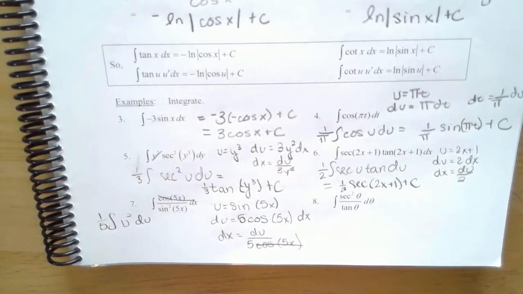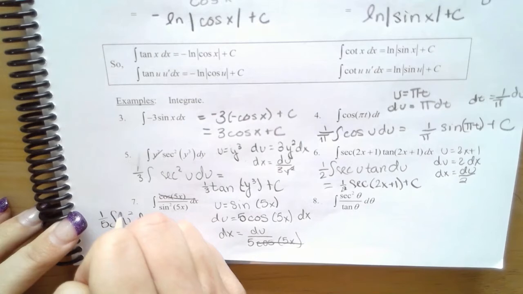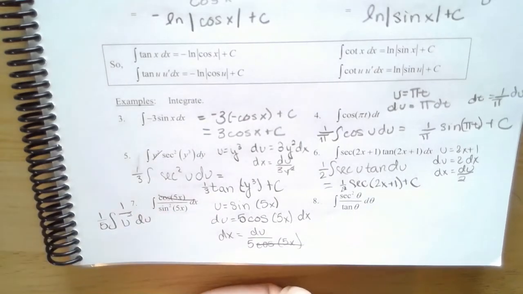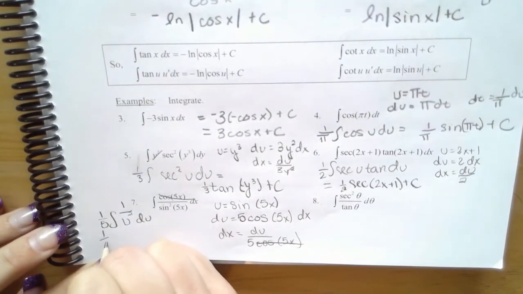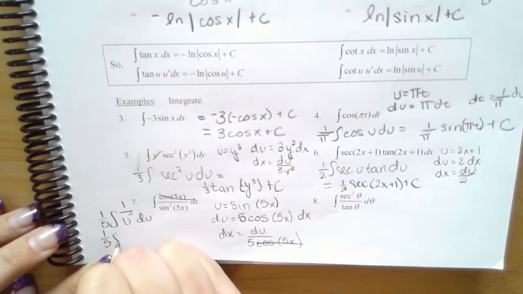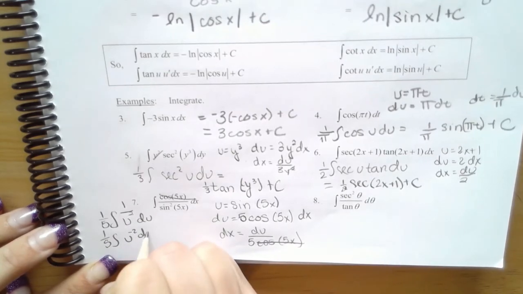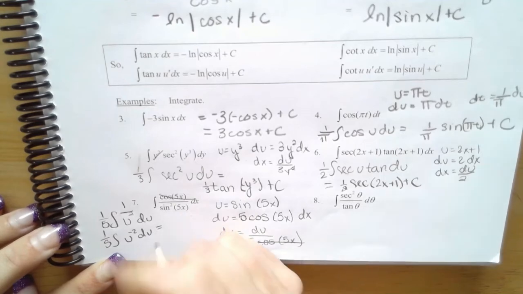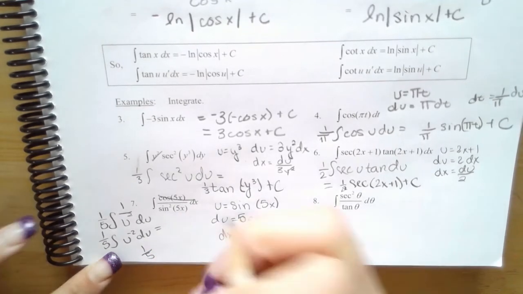Alright, so when we look at that, oh, and by the way, I wrote that wrong, right? It should be 1 over. Alright, so then we know that this is 1/5 integral of u to the negative 2 du, which equals 1/5. I'm going to write my u's back in, guys.